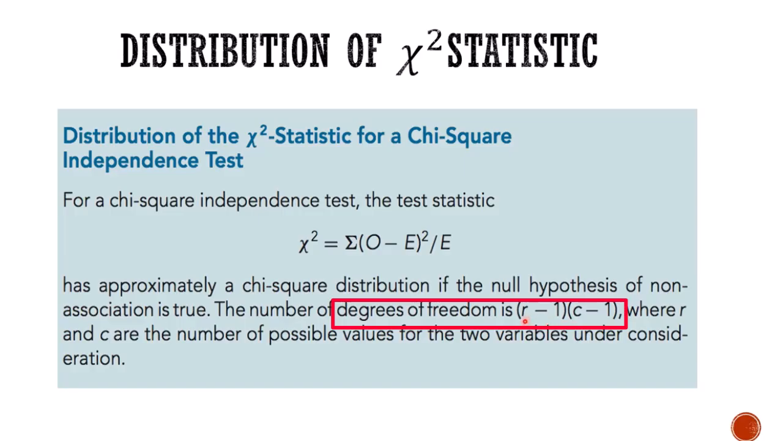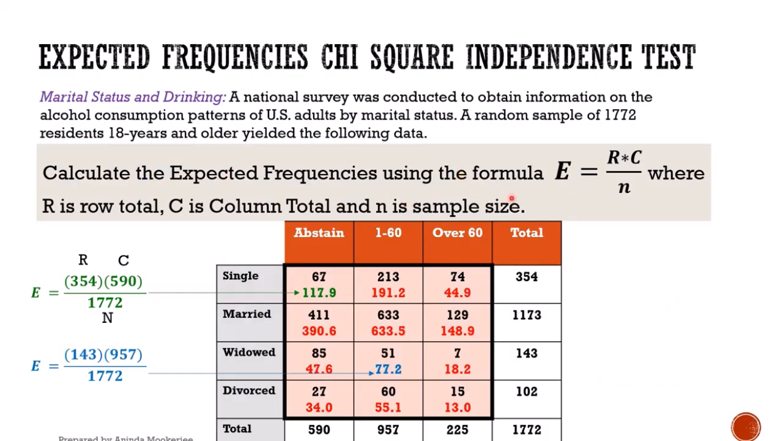Okay, I'll tell you how to find the value for R and for C once we go into the problem. But remember, it's the number of rows minus 1 multiplied by the number of columns minus 1. You are multiplying the two values, where R and C are the number of possible values for the two variables under consideration. So here is our example, and we'll show how we can calculate the E values using this formula.